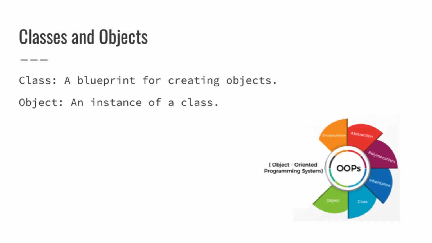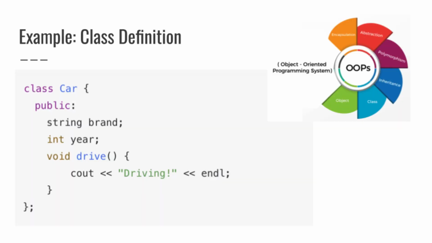In C++, a class is like a blueprint, and objects are instances of that class. You can think of a class as a recipe and objects as the actual dish you make from that recipe. Here's an example of a class definition in C++. We have a car class with attributes like brand and year and a method called drive. This is a simple way to model a car in code.